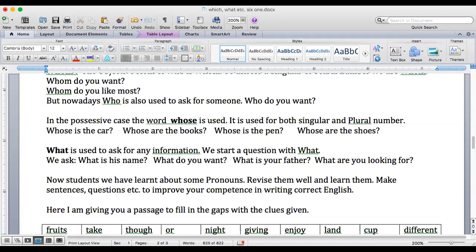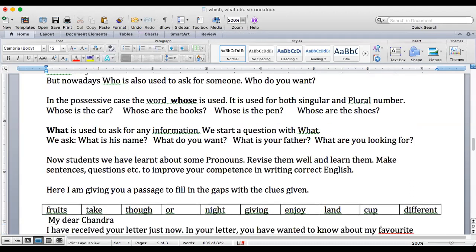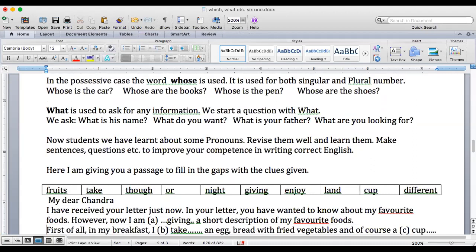Now I'm going to give you a passage where you're going to fill in the blanks with words. I'll see what words I'm going to give you. There's another passage. I'll give you another word. There's another pronoun.